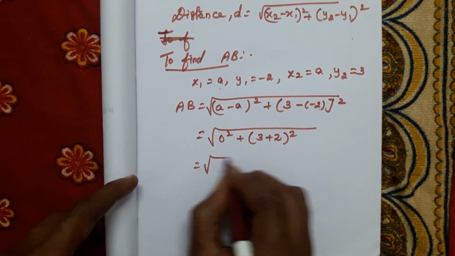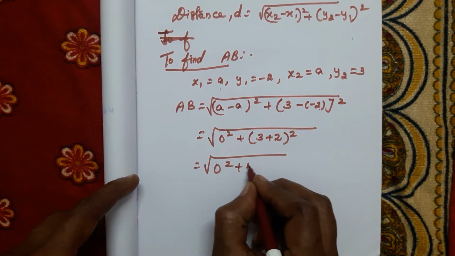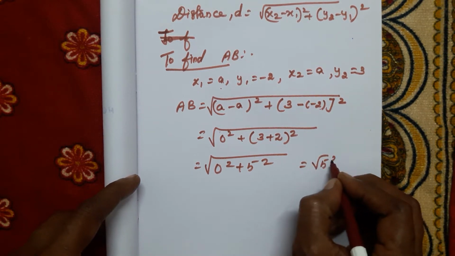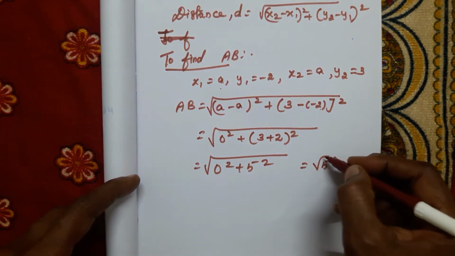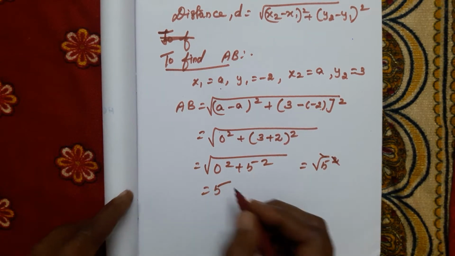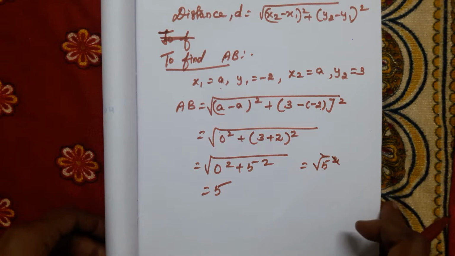It's equal to root of 0 square plus 5 square, which is root 5 square. What is root 5 square? Root 5 square is equal to 5.